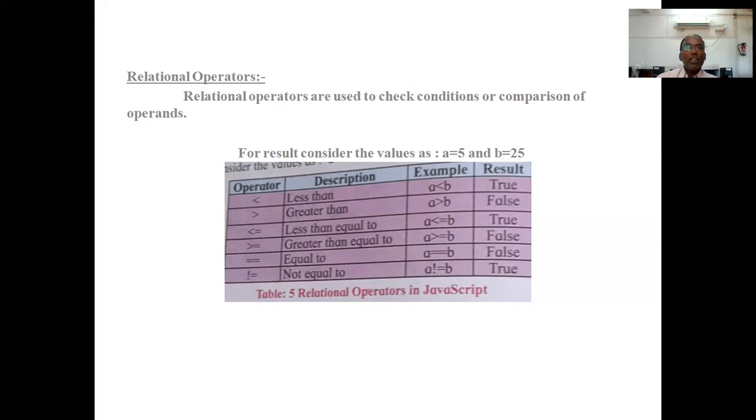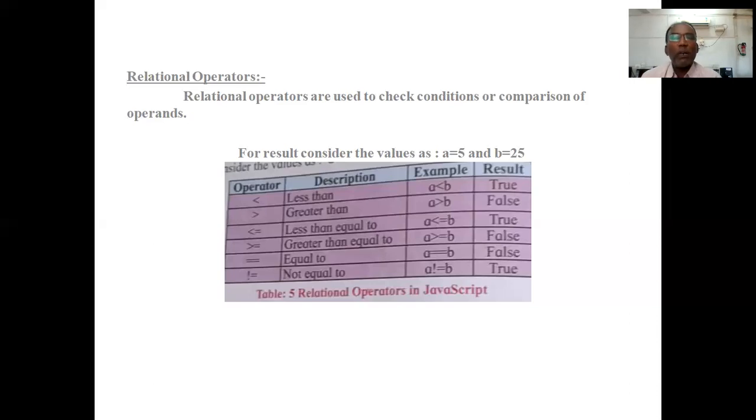The next relational operator is equal to. The equal operator symbol is used, description is equal to. And the last relational operator is not equal to. The symbol is an exclamation mark followed by equal to. It means not equal to, description is not equal to.